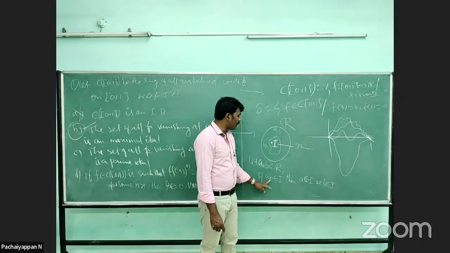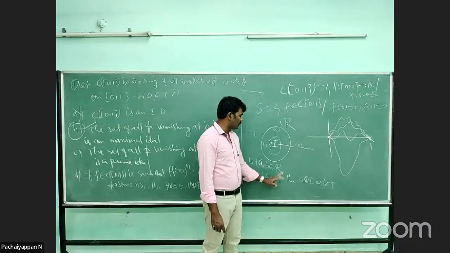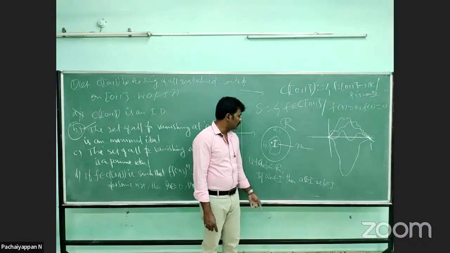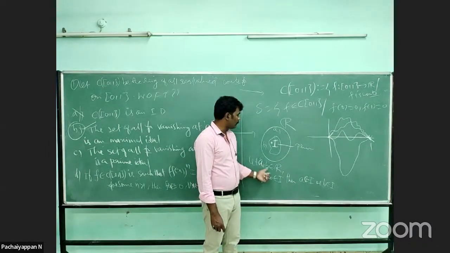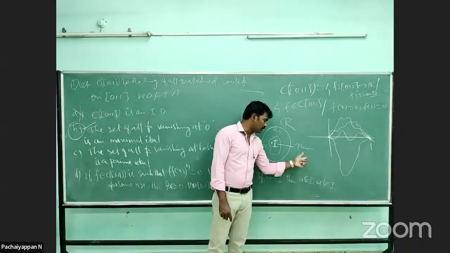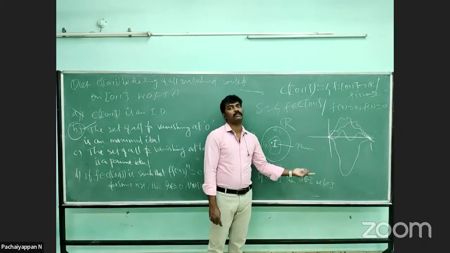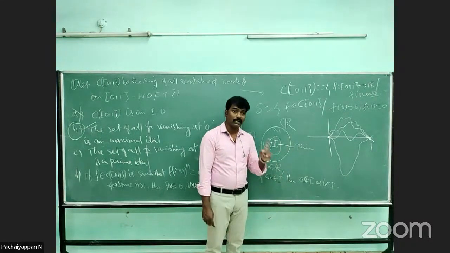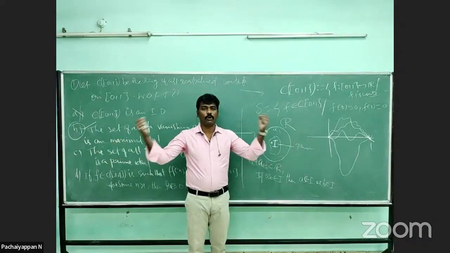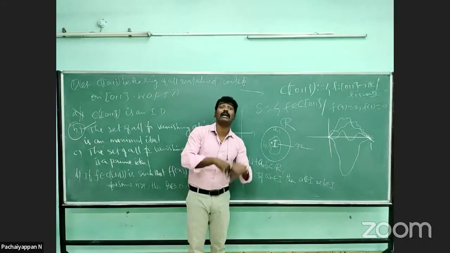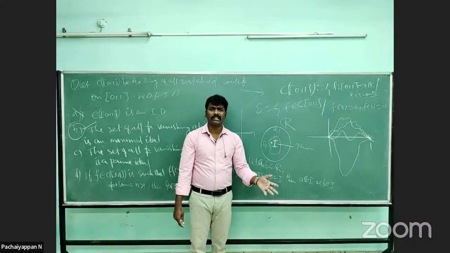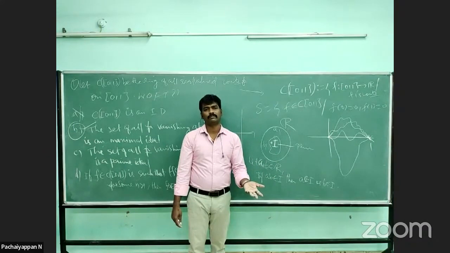If you find such an element, then we say that I is not prime. The definition says whenever A, B has product in I, it implies that either A belongs to I or B belongs to I. Negation means there exists an element A, B in R whose product is in I, but A does not belong to I and B does not belong to I. That is very important. There exist two elements A, B whose product is in I, but none of them is in I. Then we say that I is not a prime ideal.